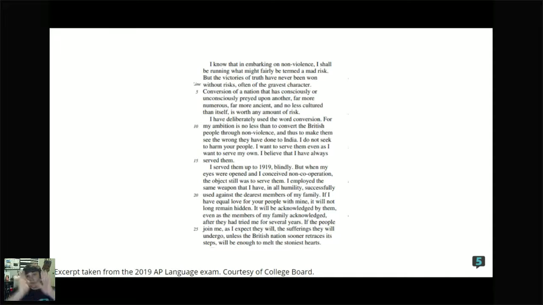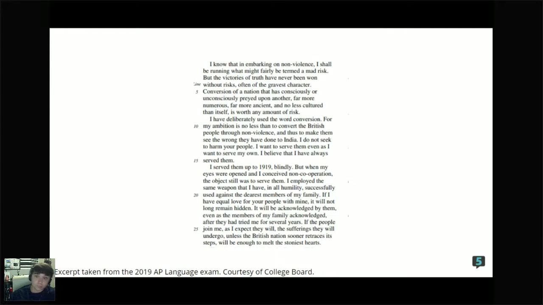That stoniest hearts is an image, and you can imagine a stone made into the shape of a heart, and it being melted by this sense of history repeating itself, and history looking down on them.